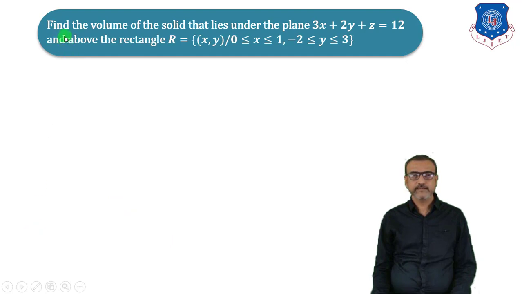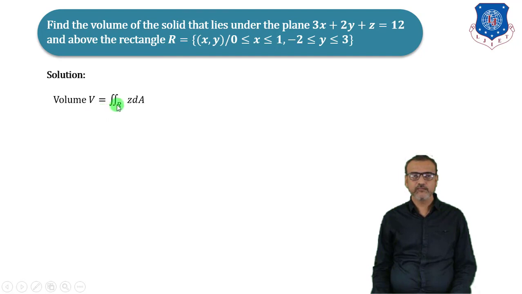Now we will see the second example. Find the volume of the solid that lies under the plane 3x plus 2y plus z equals 12 and above the rectangle R, which is (x, y) where x is between 0 and 1 and y is between minus 2 and 3. So here is the solution.